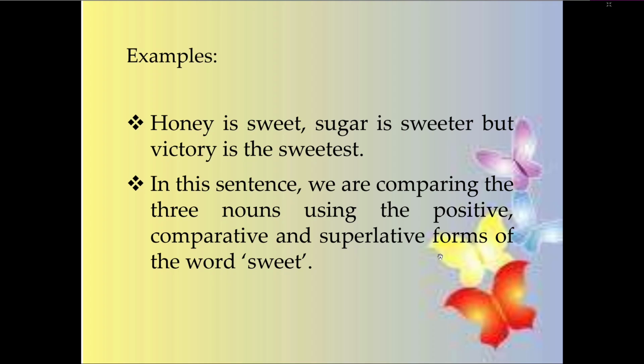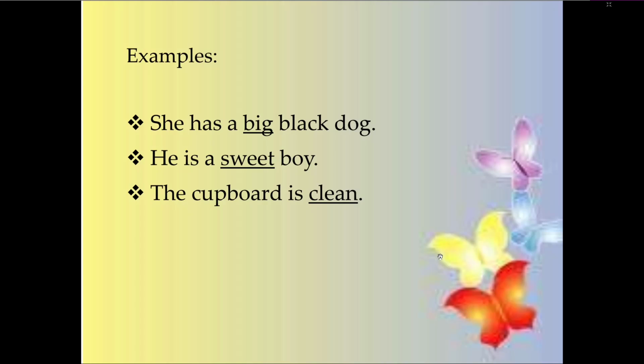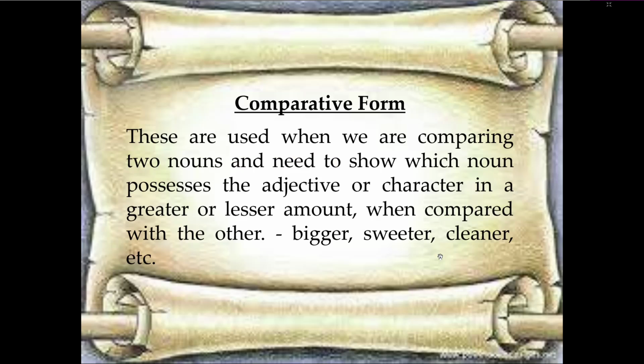In this sentence, we are comparing three nouns using the positive, comparative and superlative forms of the word sweet. Sweet is the positive, sweeter is the comparative form and sweetest is the superlative form. Now, the positive form: these are the simple adjectives that simply describe the noun without comparing it to another, like big, sweet, clean, etc. Example: she has a big black dog, he is a sweet boy, the cupboard is clean. Now next is the comparative form.